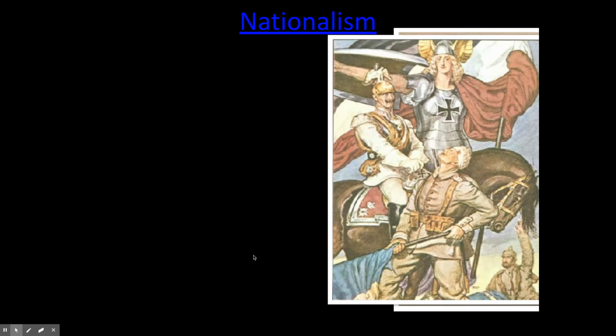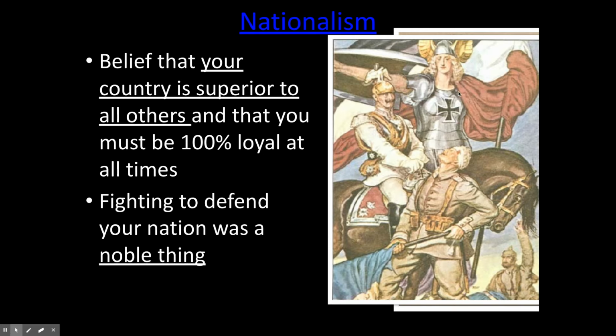We have nationalism here as a piece of propaganda right here. Another one of our main causes, nationalism. This is a German piece of propaganda. You can tell by the Iron Cross. Okay, and it was an era of some ridiculous mustaches. We'll get into that more in the videos.